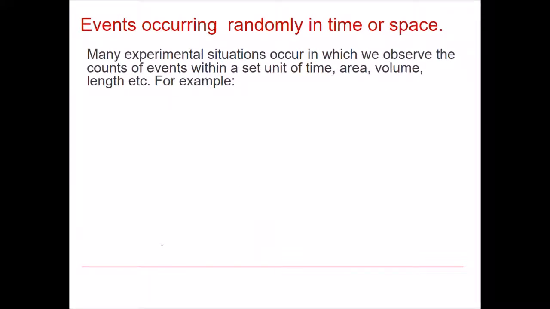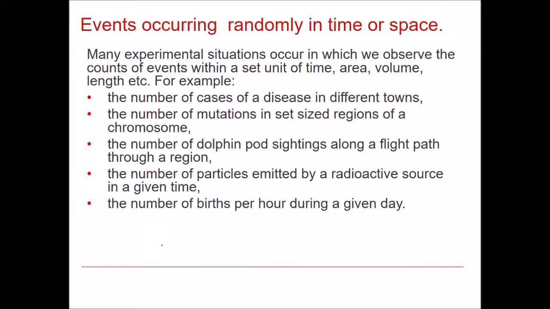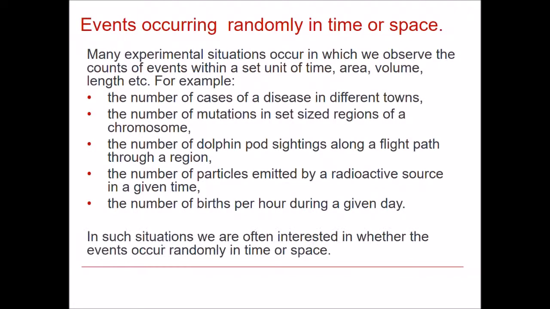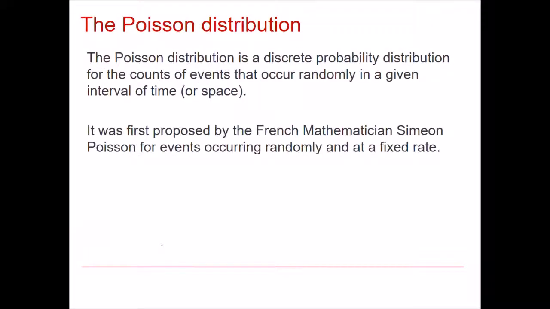Many situations occur where we are interested in how many times some things happen within a set period of time or space. Here are a few examples. In such situations, we're often interested in whether the events occur randomly. So we need a probability distribution which can be used in these situations. The Poisson distribution is such a distribution. It takes its name from the French mathematician Simeon Poisson who first proposed it.